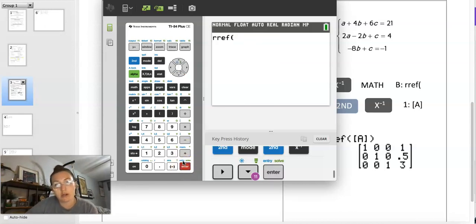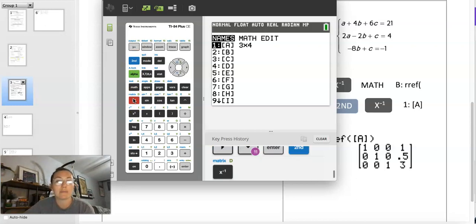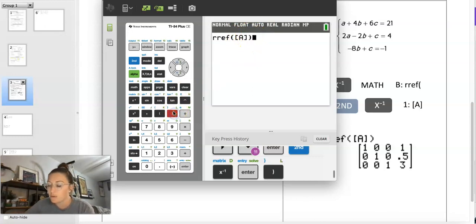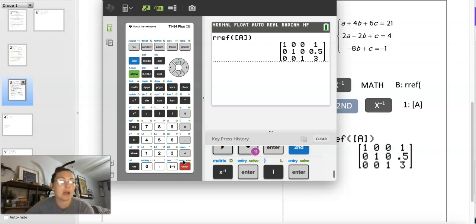So now it just puts it on our screen. So now we have to tell it, okay, which matrices do we want you to do this reduced row echelon form on? So now you're going to hit second x to the negative 1. And now you're just going to choose names. We want it to go to this matrix A, the one that has a 3 by 4 in it, so press enter. So then it will put matrix A in here. Close your parenthesis and press enter. And voila, it does a row reduced echelon form for you.